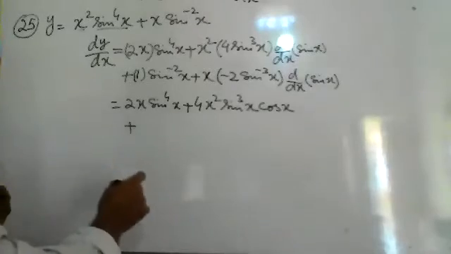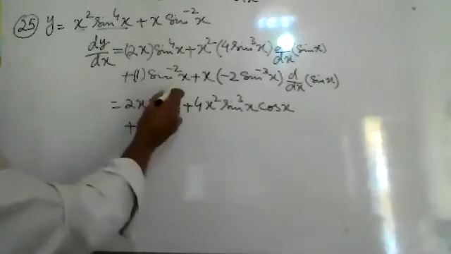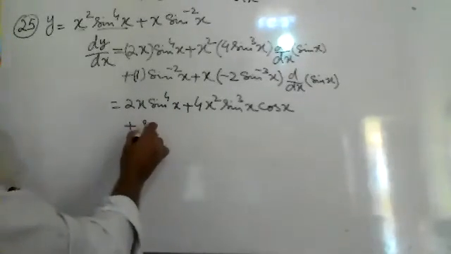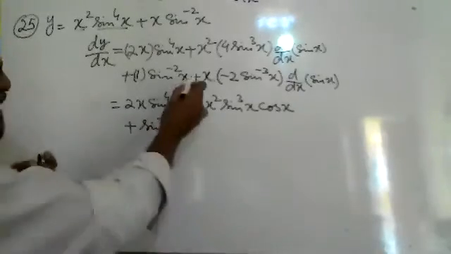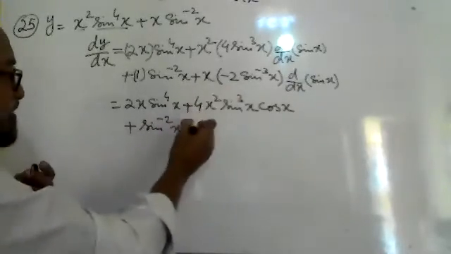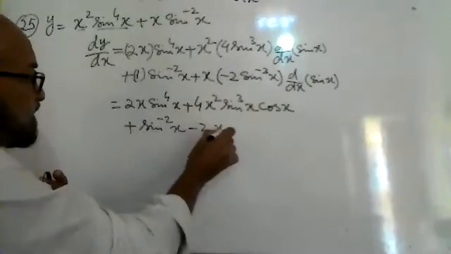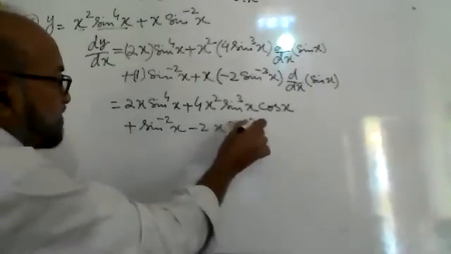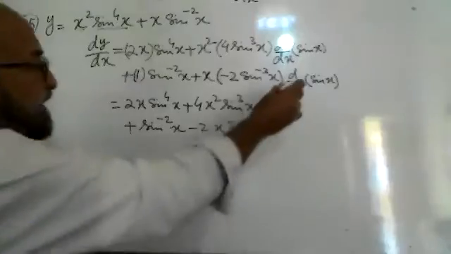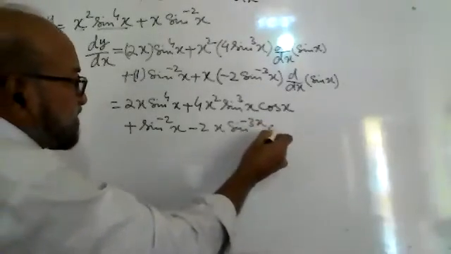So plus 1 into sine raised to power minus 2x will be sine raised to power minus 2x. That will be multiplied with this one, x into minus 2 will be minus 2x sine raised to power minus 3x, and the derivative of sine x will be cos x.